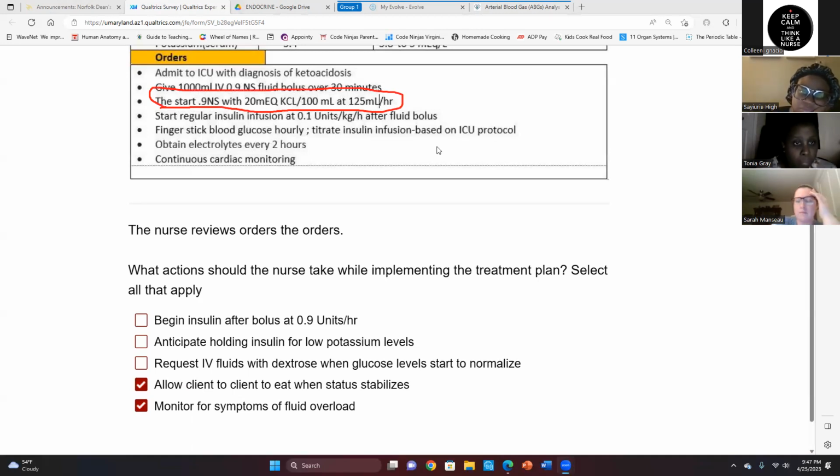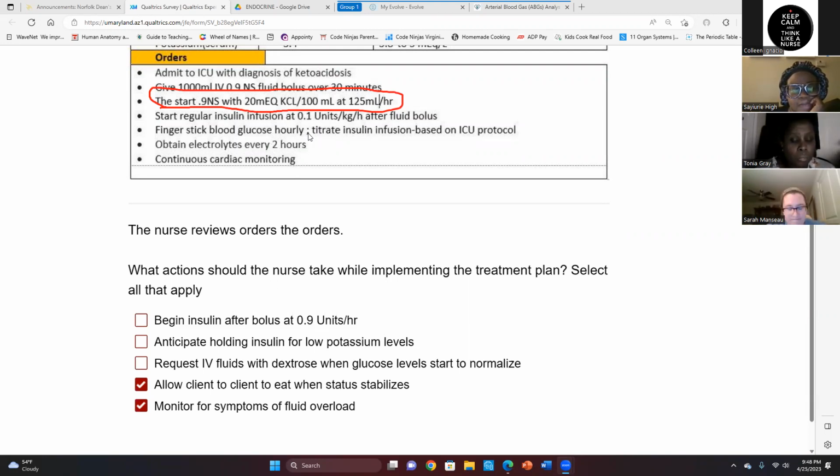So that's telling us, okay, start regular insulin infusion at 0.9 units per kilogram per hour after the fluid bolus. So 0.9 was meant to trick you, okay? Finger stick glucose hourly, right? We know that's a part of the glucomander protocol. We're going to check their blood sugar. Titrate insulin infusion based on the ICU protocol. What does that mean? And I know I said glucomander, but that's what I learned it as in Centera.